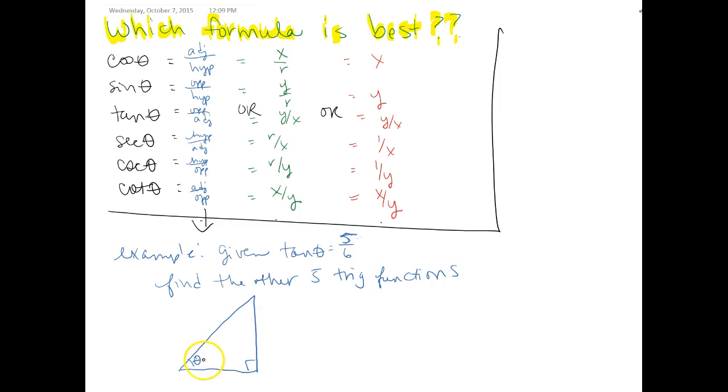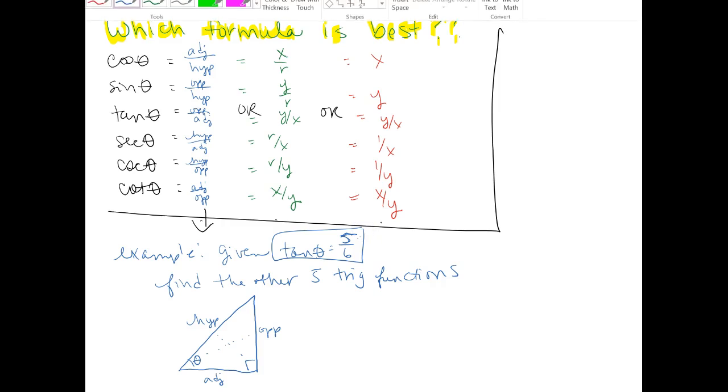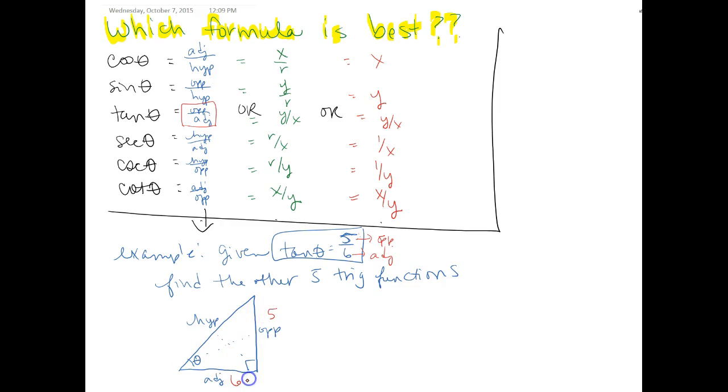If this is my theta, then this is the opposite. This, of course, is the hypotenuse because it's across from the 90. And then down here, the one touching it is the adjacent. The reason that I do this is because now I just work backwards from what is given. If they're telling me that the tangent is 5 over 6, and the tangent is the opposite over the adjacent, well, the 5 must be the opposite side, and the 6 must be the adjacent side. So here's the 5 and here's the 6, okay?